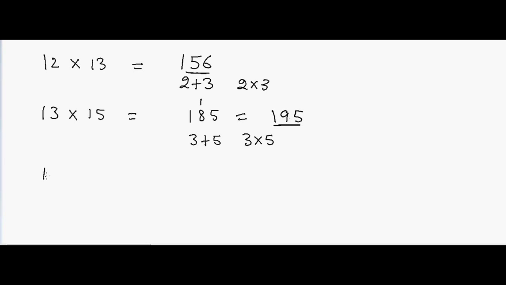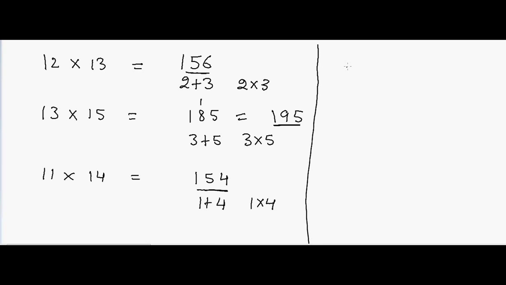Again, if I have 11 and I want to multiply by 14, then that will be equal to 1 plus 4, it's 5, and 1 into 4, that's equal to 4. Answer is 154. So how does this trick work? Let's take a look into it.